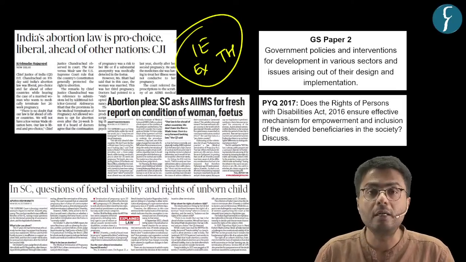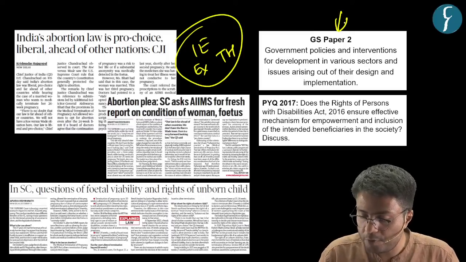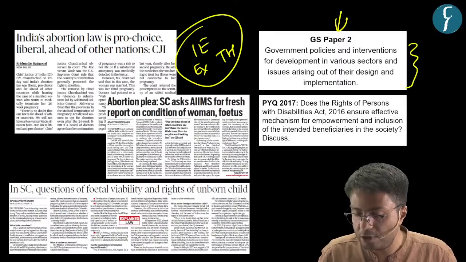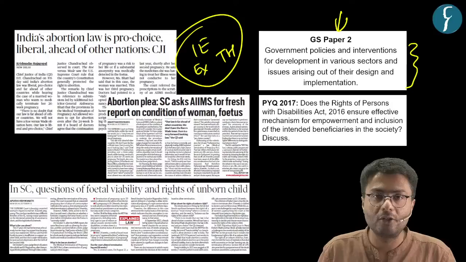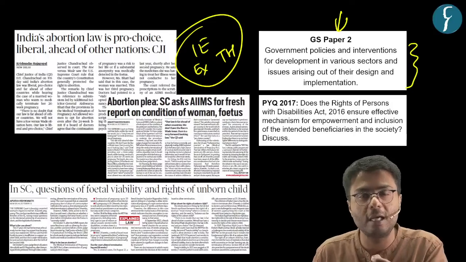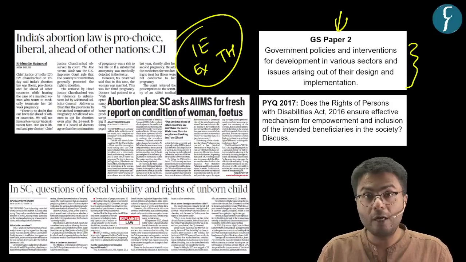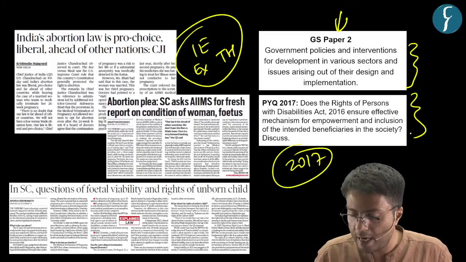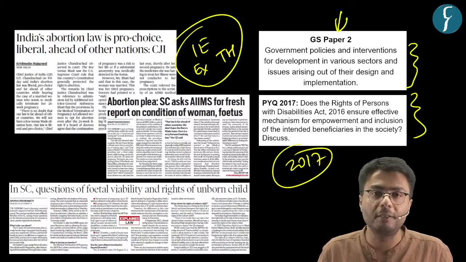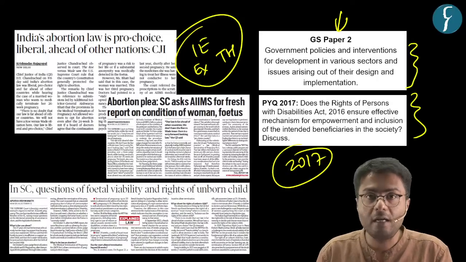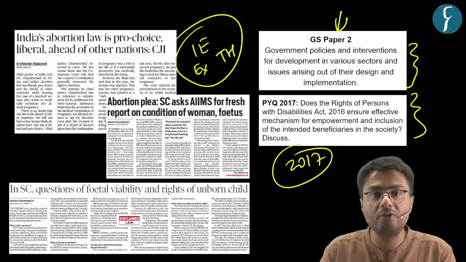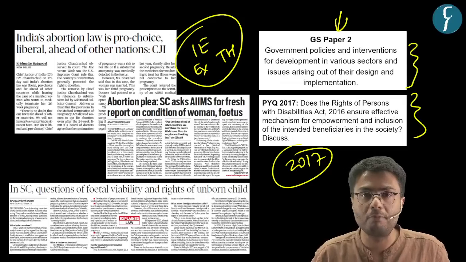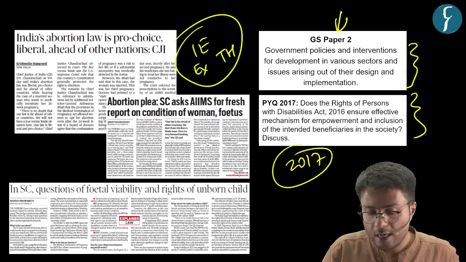Now, this development is important from the GS paper 2 perspective because the syllabus highlights government policies and interventions for development in various sectors and issues arising out of their implementation. Further, in the mains of the year 2017, a question appeared on the Rights of Persons with Disabilities Act, and hence the act that is the Medical Termination of Pregnancy Act, which provides for abortion in India, is important from our exam point of view.